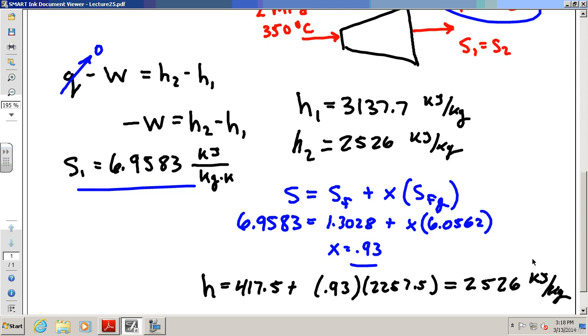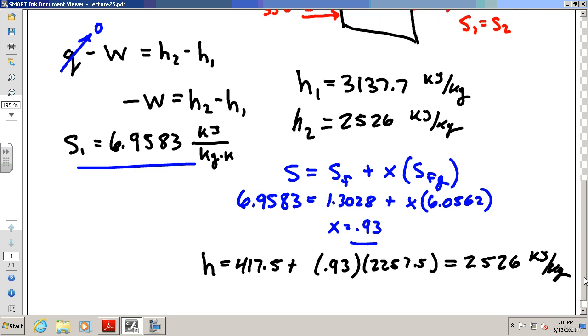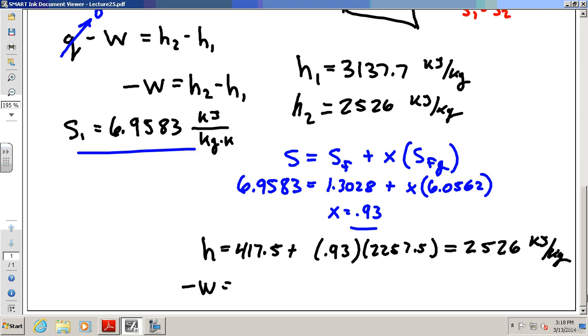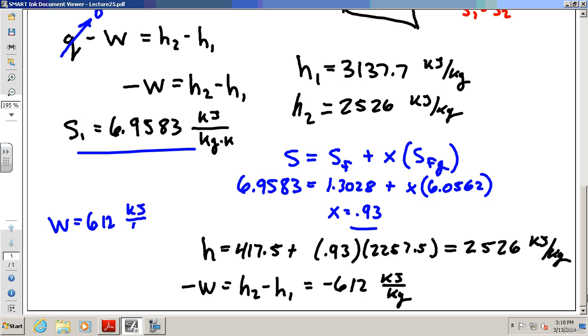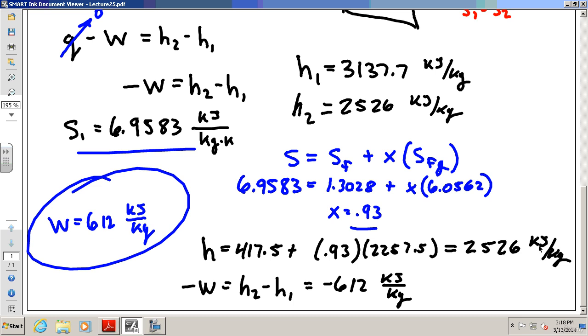And then if you work it out with 3137.7, it turns out that minus W equals H2 minus H1, which is equal to minus 612, basically, kilojoules per kilogram. Remember, both of them are negative. So negative of the work equals negative 612. That tells you that your work ultimately produced is 612 kilojoules per kilogram. Okay. That's all I wanted to say there. The whole point there is to use entropy to connect the two states.